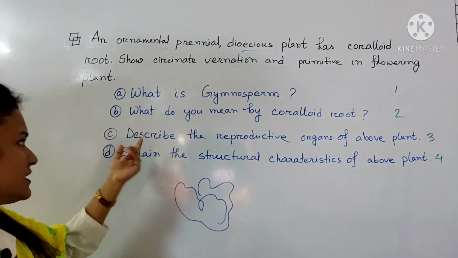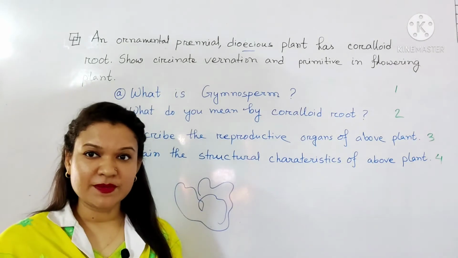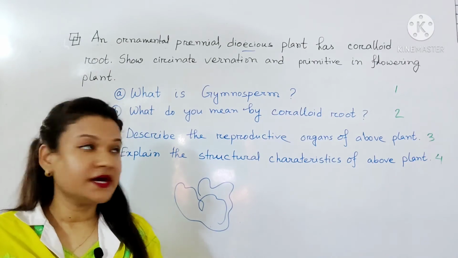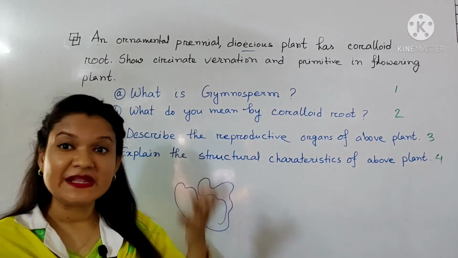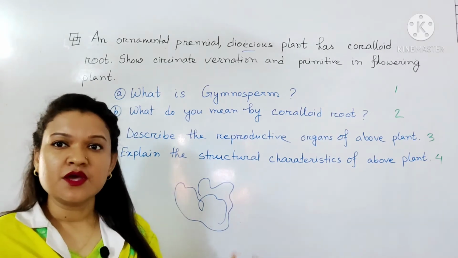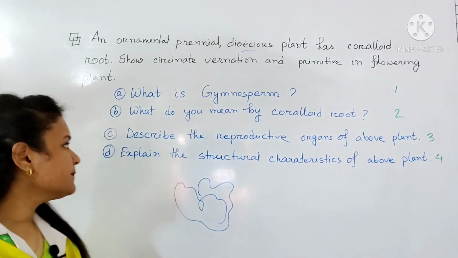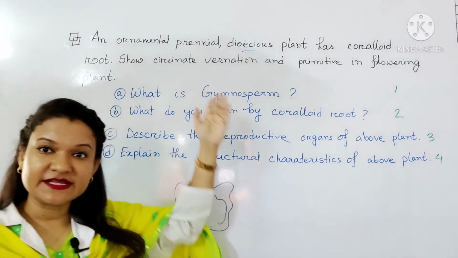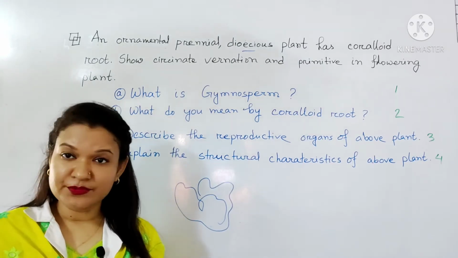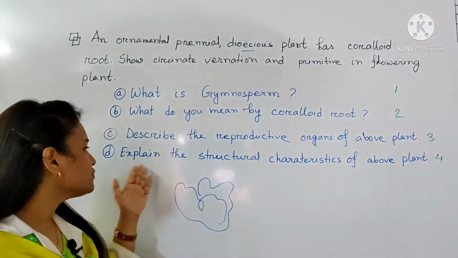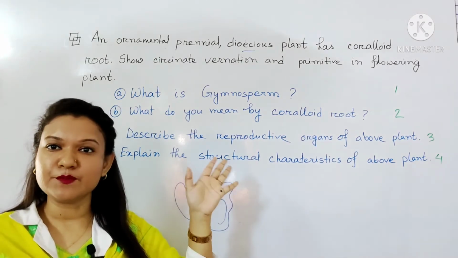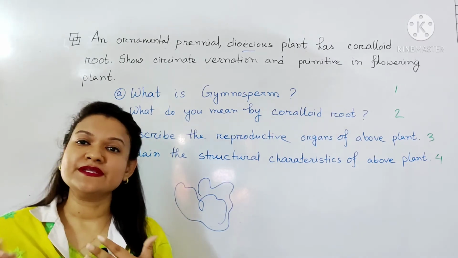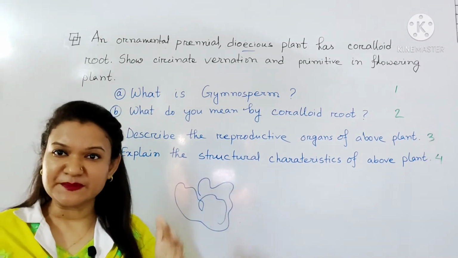So this question, describe the reproductive organs of the above plant, can come as describe the female reproductive organ of the plant, or as describe the male reproductive organ of the plant. So this is our applied type of question. And then D: explain the structural characteristics of the above plant. That is our Cycas, or you can describe it as gymnosperms. For the structural characteristics, we will describe the structure of the plant. Now I will describe this question's answer in my next slide.